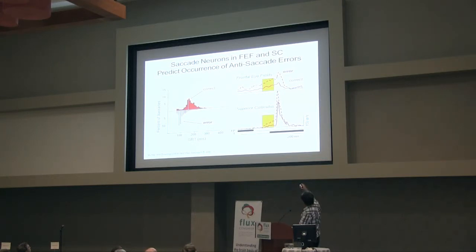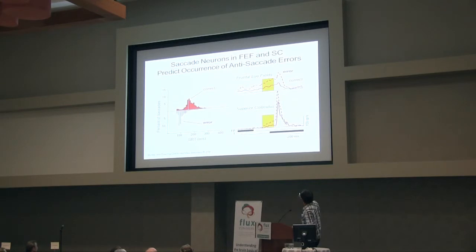So let's look at a bit more detail now what happens on these saccade neurons in the superior colliculus and frontal eye fields. And here comes this visual burst. And in the correct anti-saccades, that's a solid line. When the monkey made errors, that's the dashed line. And you can see the signal is overall higher. It's not so much that the visual burst is greater. There's a huge difference in the background or the baseline activity that this visual response is riding on.